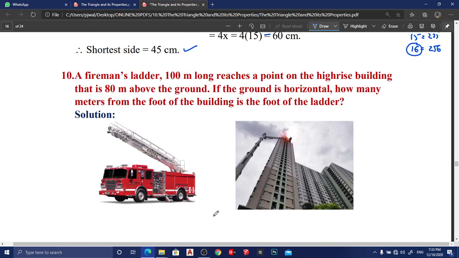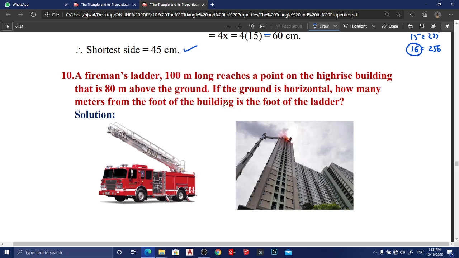So now we are going to the 10th one. A fireman's ladder 100 meters long reaches a point on a high-rise building that is 80 meters above the ground. If the ground is horizontal, how many meters from the foot of the building is the foot of the ladder? From the foot of the building to the foot of the ladder, how much distance is there, you have to find out.